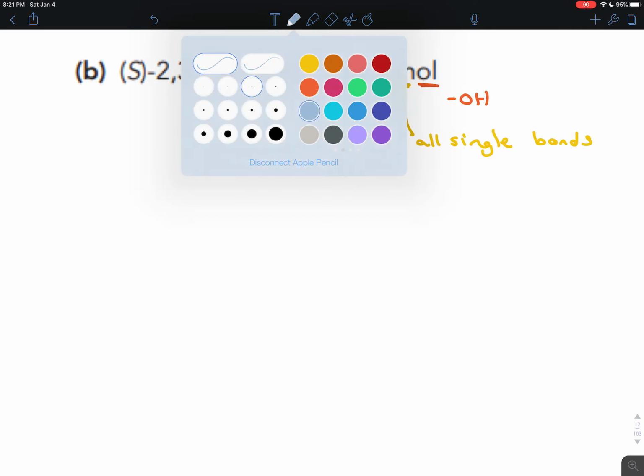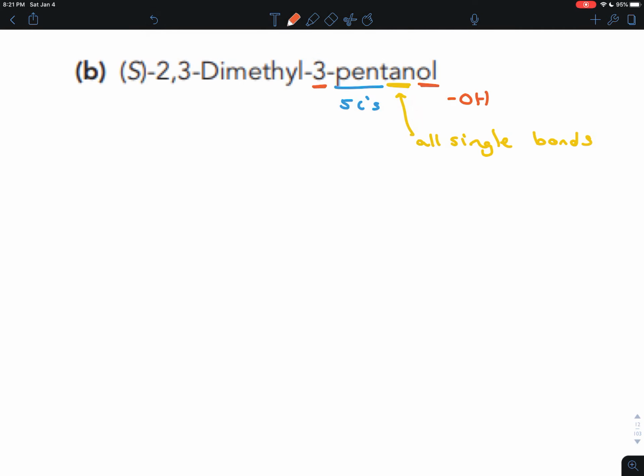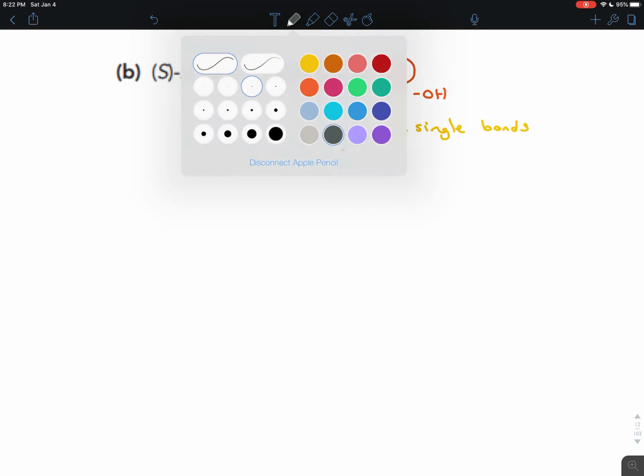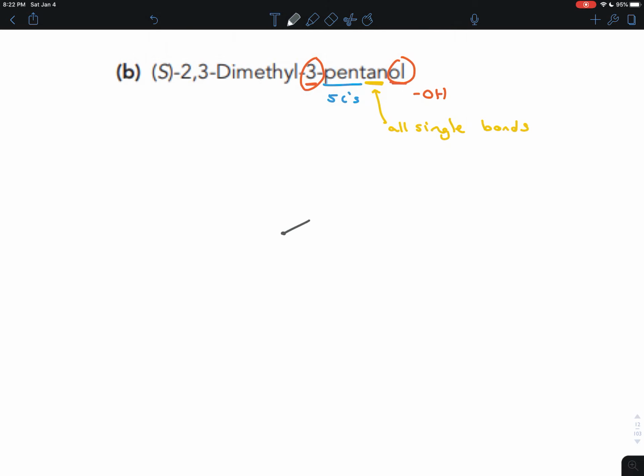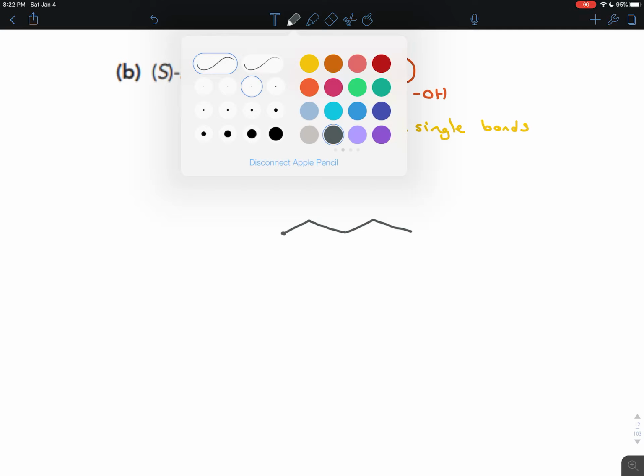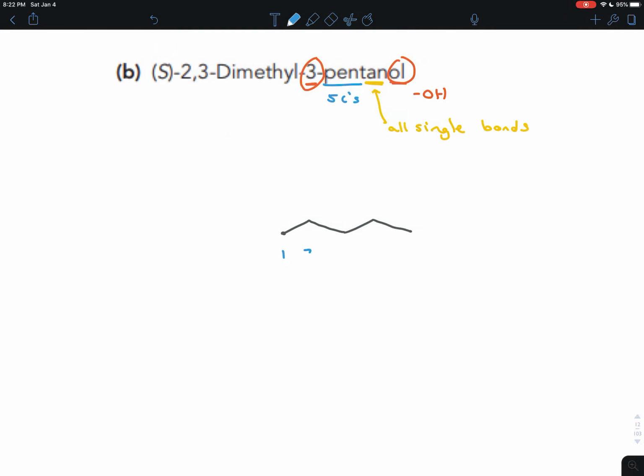And then we have a number. The number here is 3. The number is really telling us where the alcohol is. So this 3 goes with the OH. Okay, 5 carbons. 1, 2, 3, 4, 5. Now, we're drawing the molecule, so we get to number it however we want. I'm going to number it going left to right. So 1, 2, 3, 4, 5.